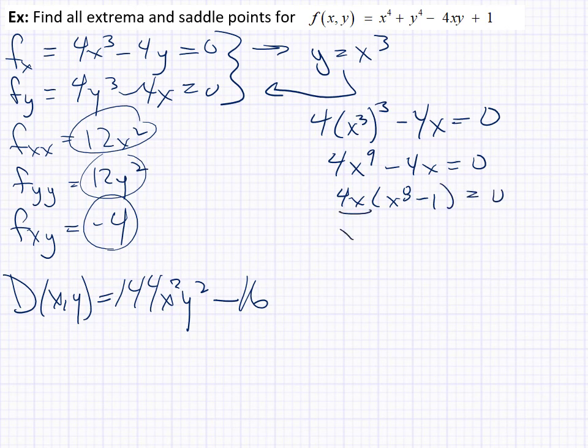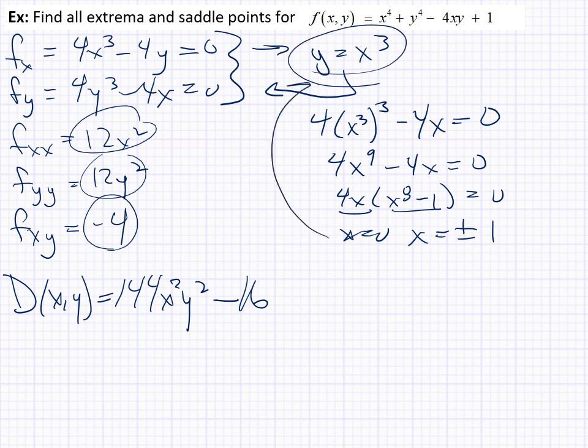So this will give me x equals 0. And since this is an even power, that's going to give me x equals plus or minus 1. So I have 3 different x's. All have to go into this y to figure out what y then equals. Finish this off, I'm going to get 0, 0 as 1 point. Then I'm going to get 1, 1, and then -1, -1.